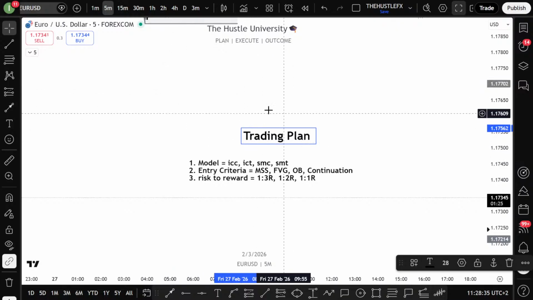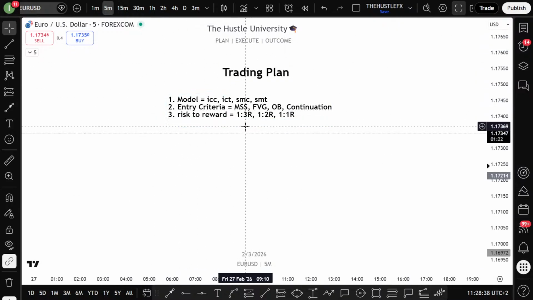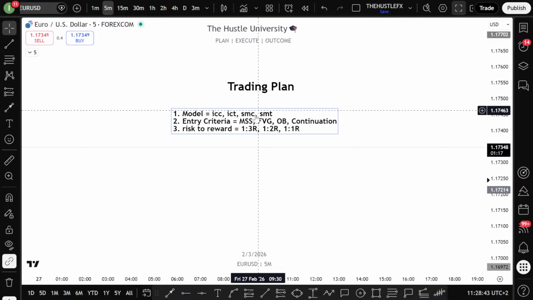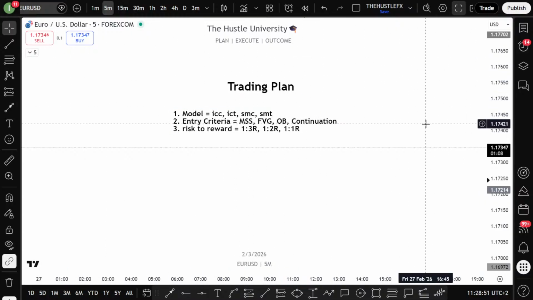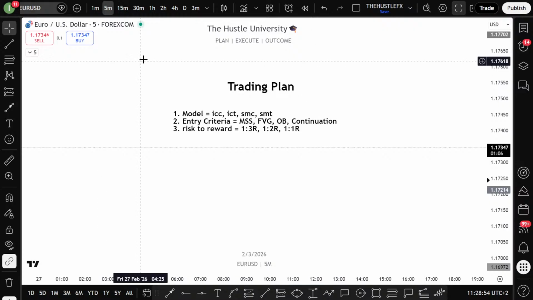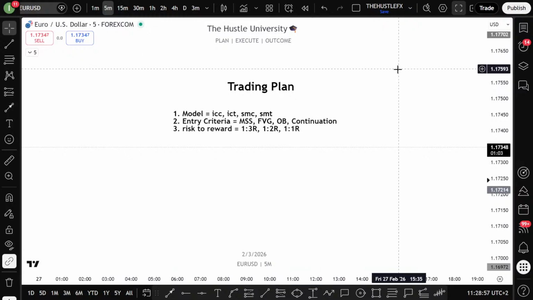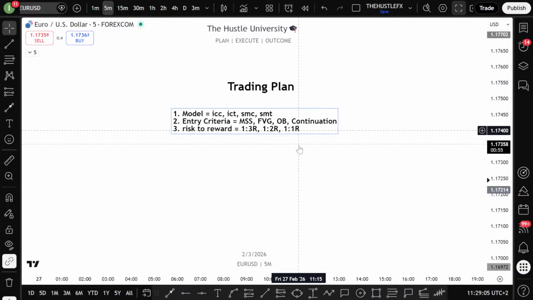So, like I say, a trading plan is very important. You don't want to be trading for the sake of trading. Whatever model you choose to go with, ICT, SMC, SMT, or price action only, market structure, it doesn't really matter. Entry criteria will then depend on the model that you chose. Some might be liquidity sweeps, fair value gaps, order blocks, continuation on ICC, whatever the case may be. And then the risk to reward, the maximum you want to go for is 1:3R. That's one I cannot stress enough. Don't go for unrealistic risk to reward.